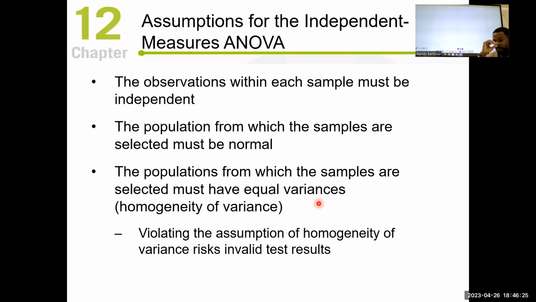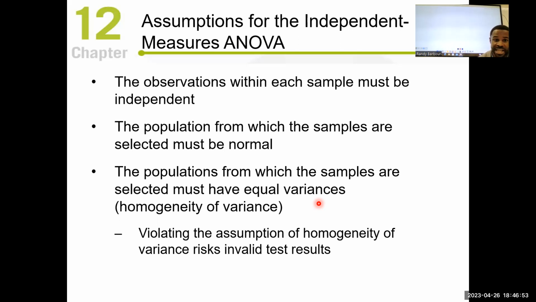All right. Here are some assumptions related to independent measures ANOVA. You have three separate assumptions, right? The observations within each sample must be independent. So within each sample, each person has an independent observation. They're not related to one another. Each individual is unique, and scores are unique, right?